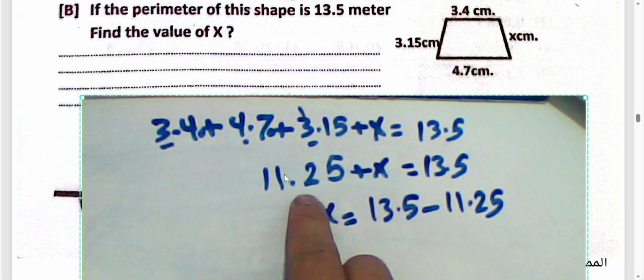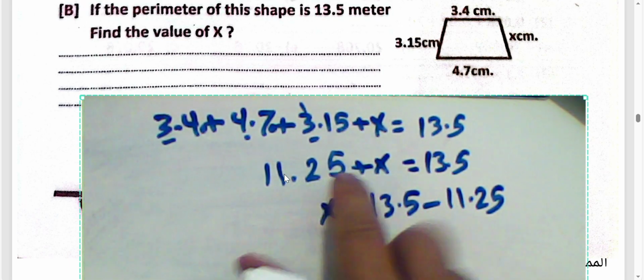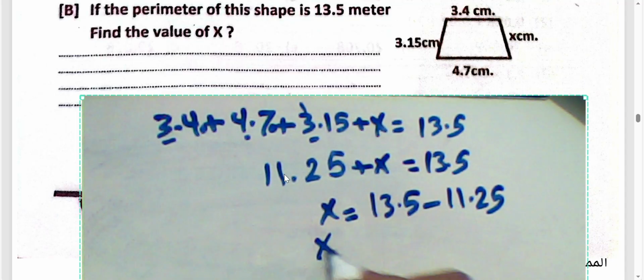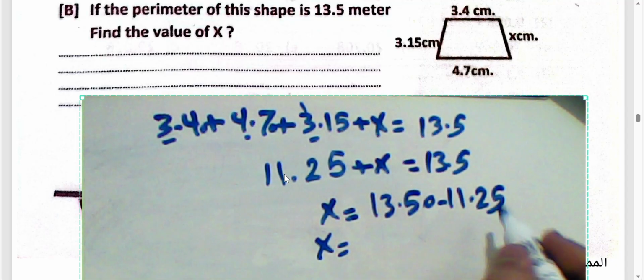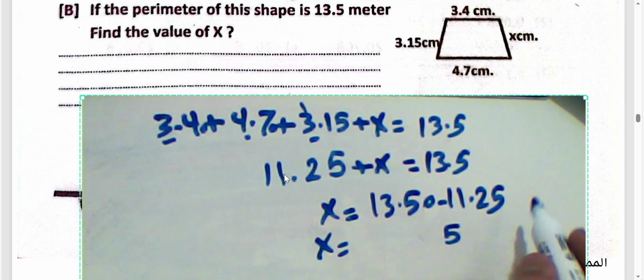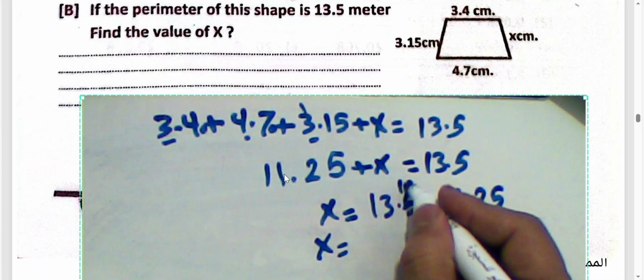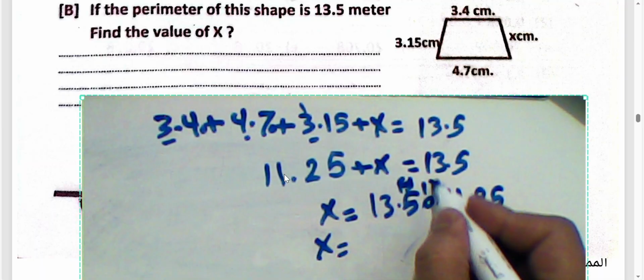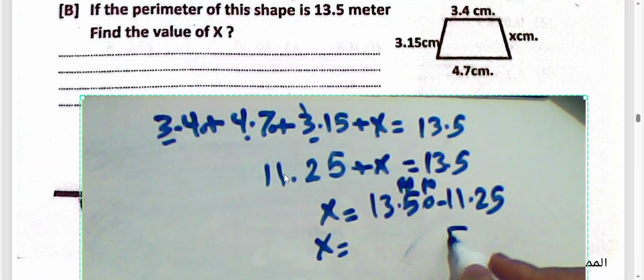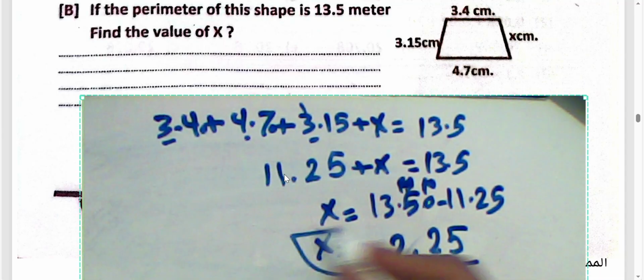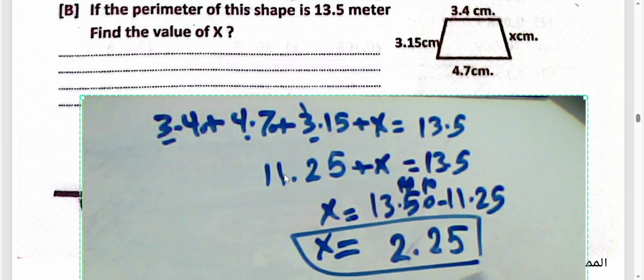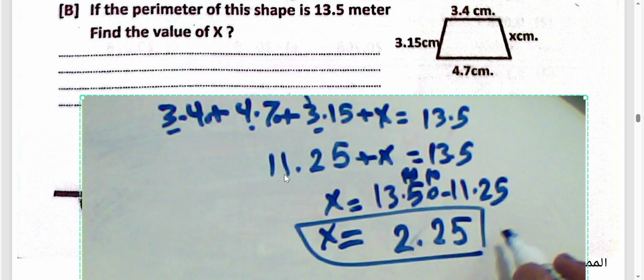And 11.25 plus x equals 13.5. We can find x by finding the difference between two numbers. x equals, we can write 0 here and find the difference. 5 minus 0, 5. Okay, similarly, this subtrahend. 0 minus 5, we can't do it, so you must put 1 here. It will be 4 and this 10. 10 minus 5 is 5. 4 minus 2 is 2. 3 minus 1 equals 2. Then x will be 2.25 centimeters.